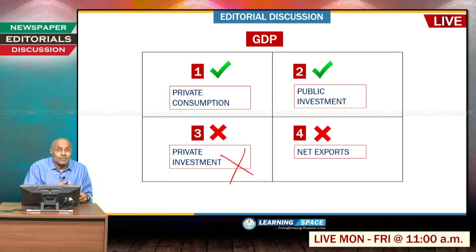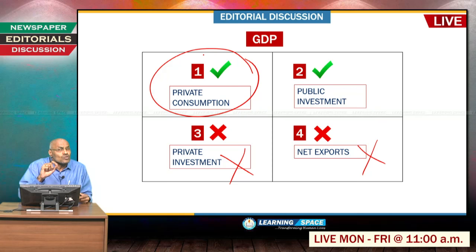At the same time, net exports, that means exports minus imports, are always negative for our country, because imports are more and exports are less. We are not able to push our exports also. So, these two things are in fact dragging the GDP down, whereas domestic consumption, because of a huge population, is pushing the economy ahead, and to some extent public investment or government investment.